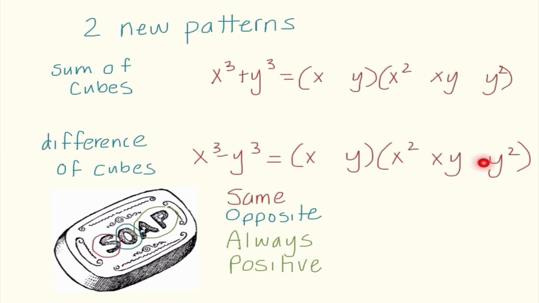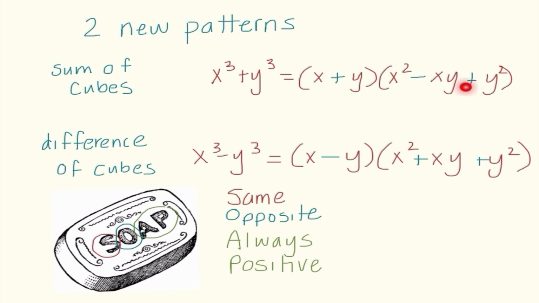Now when I'm saying same, I mean the same sign as our original binomial. So in this first one, I would need to put a plus because that's the same sign, then a minus because that is the opposite of our sign, and finally, it is always positive. For difference of cubes, this time our first sign is going to be a minus because that is the same. Opposite would be a plus and always positive.